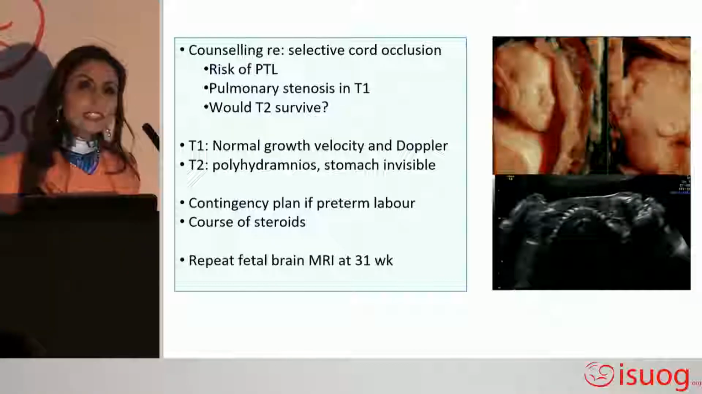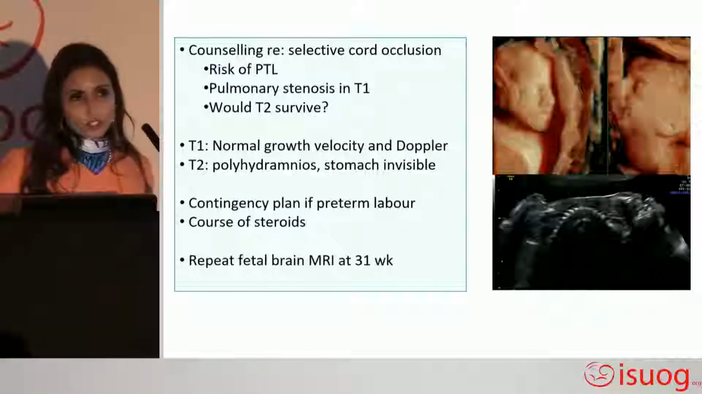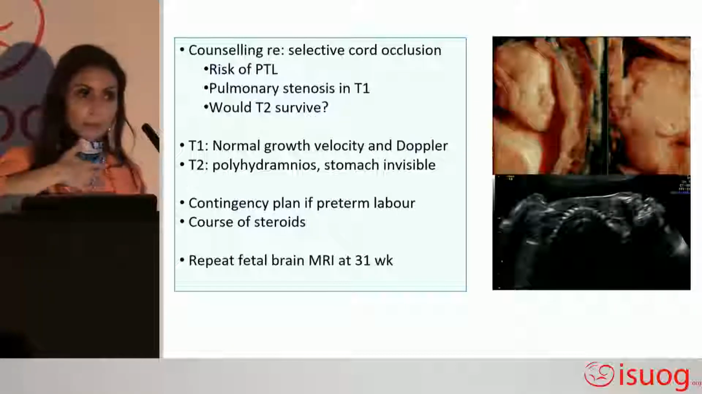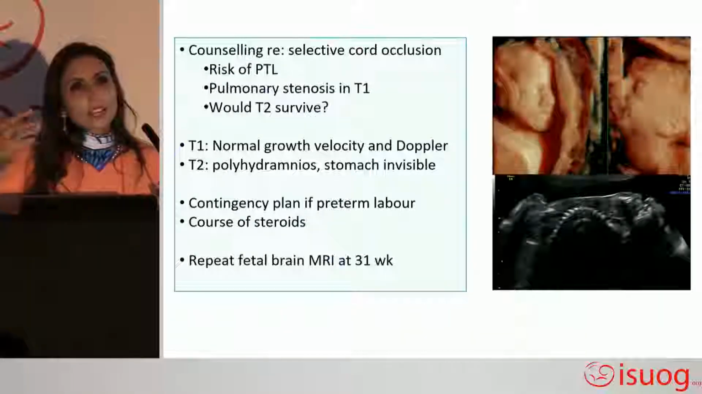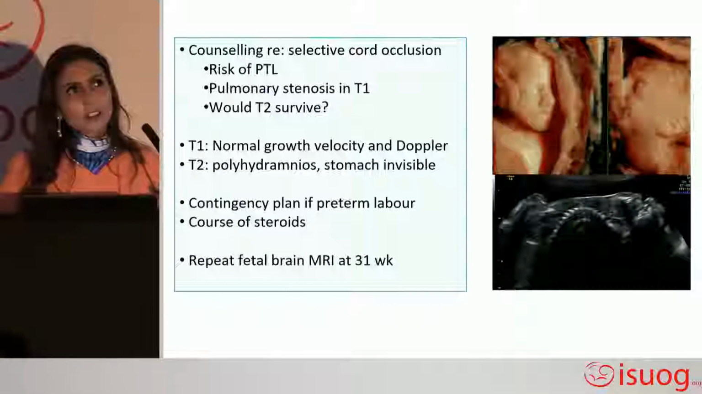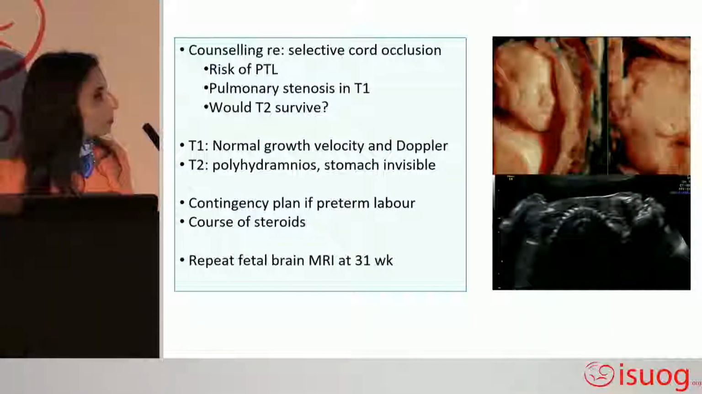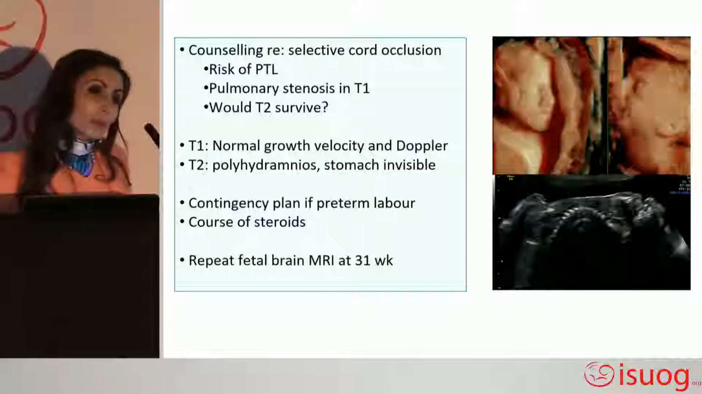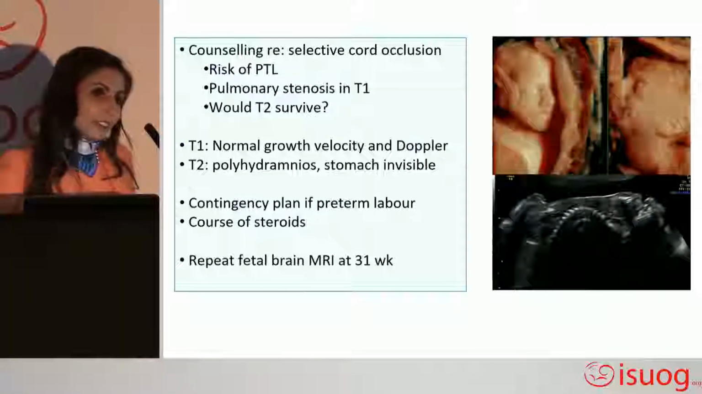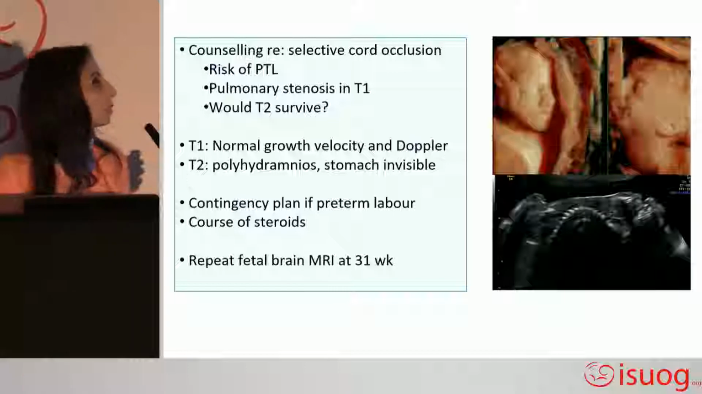So we had to have a really good contingency plan. What about if she ruptures a membrane? She's already shrunk, remember, from after the laser. What about if she goes into labor? And then we repeated the MRI to see, because funny enough, the parents would say, well, maybe actually the baby might die, and therefore we don't need to do any intervention.